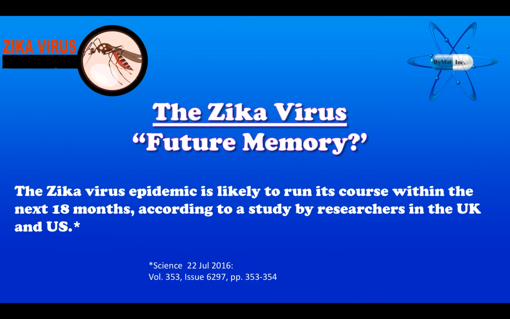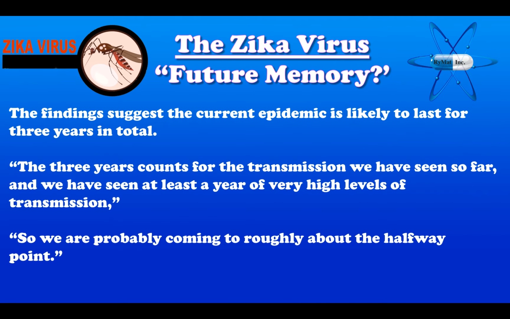The findings suggest the current epidemic is likely to last for 3 years in total. The 3 years counts for the transmission we have seen so far, and we have seen at least a year of very high levels of transmission. So we're probably coming to about the halfway point of this epidemic.